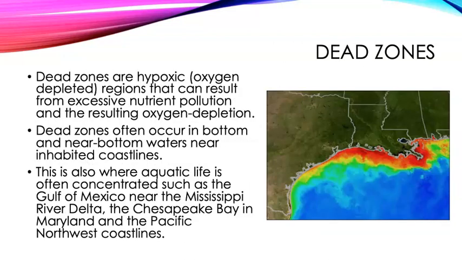So one of the worst side effects that can occur from that eutrophication is the creation of dead zones. And dead zones are hypoxic or totally oxygen depleted regions that occur in water because of eutrophication and algae using up oxygen as it decays.